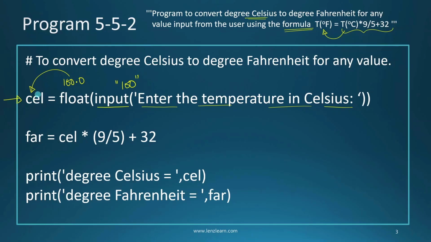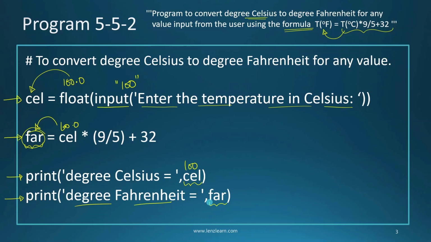Cell stands for Celsius, and after that you use the same formula. So here it will be 100.0 into 9 divided by 5 plus 32. You will get the corresponding result, and the result will be stored into the variable far, which stands for Fahrenheit. After that my first print statement will print degrees Celsius equal to whatever value you have entered for Celsius. So here it is 100, and the next statement will print degrees Fahrenheit is equal to whatever value you get after this expression evaluates, stored in far, will be printed over here.